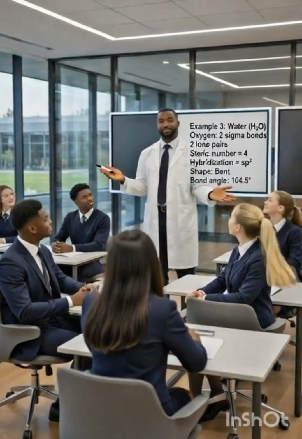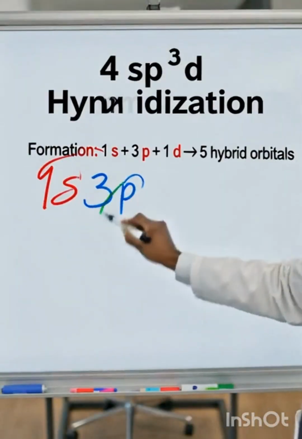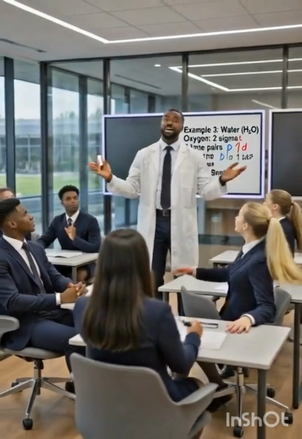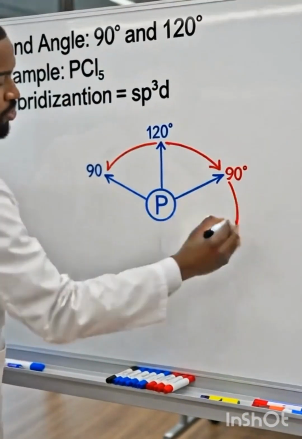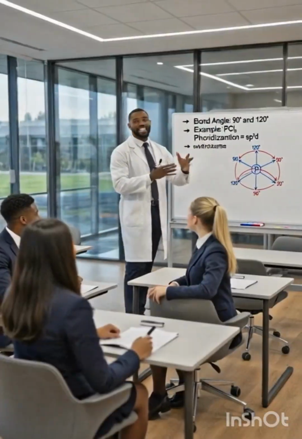Let's highlight sp3d hybridization. One s, three p, and one d orbital form 5 hybrid orbitals. This gives us a trigonal bipyramidal shape. For PCl5, we see different angles. In blue, the equatorial bonds are 120 degrees, and in red, the axial bonds are 90.